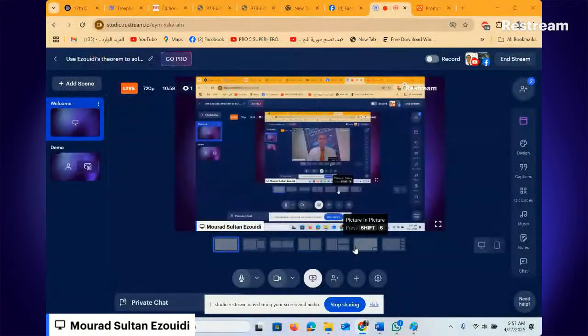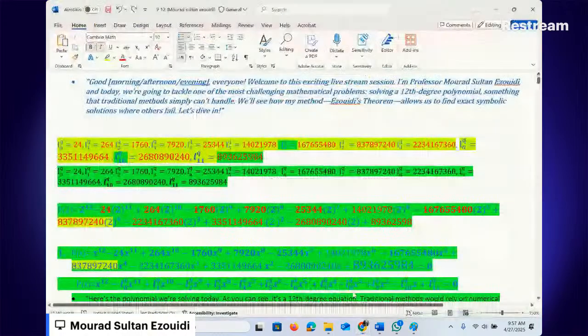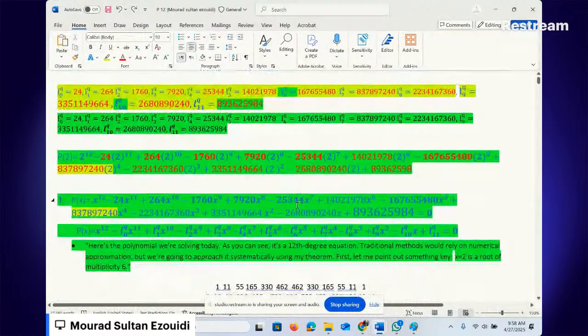Okay, so this is the screen. You can see everything. Now I will go immediately to this one. So here are the coefficients of my 12-degree polynomial equation.